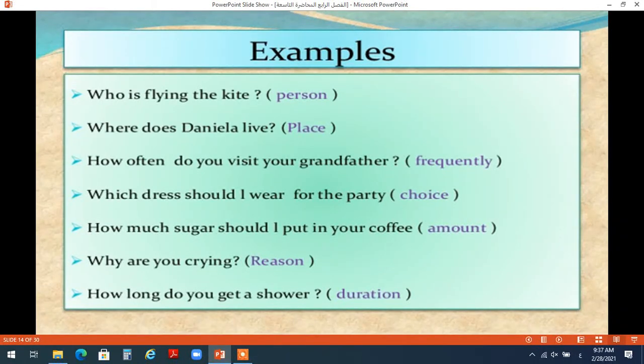Which dress should I wear for the party? So, as we have already mentioned, if we use the WH word which, this means that we have a limited number of choices. How much sugar should I put in your coffee? So we have used how much to ask about the quantity or the amount of something. Why are you crying? Here we have used why to ask about the reason. How long do you take a shower? How long is used to ask about the duration. المدة الزمنية التي تستغرقها لفعل شيء معين أو القيام بنشاط معين.